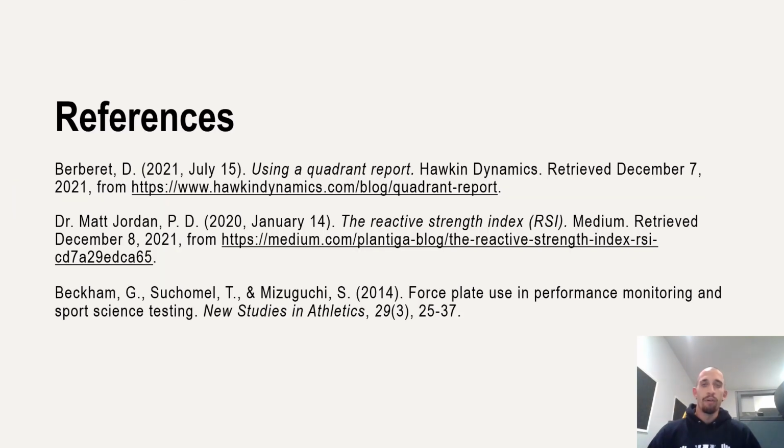These are where I got the majority of my information from, whether Hawkin Dynamics with that RSA chart and bucket graphic, or Dr. Matt Jordan with the RSI explanations, and a group of collegiate sports scientists, as well as a professor from East Tennessee State University.